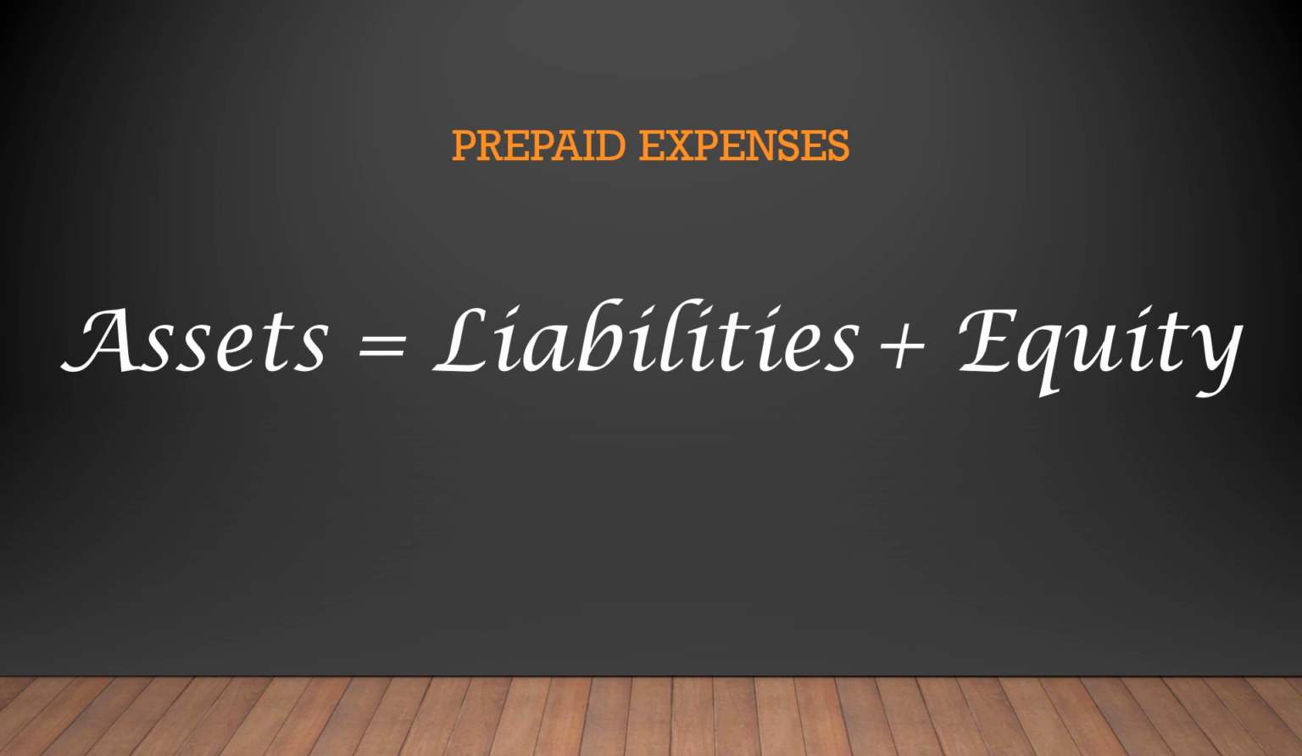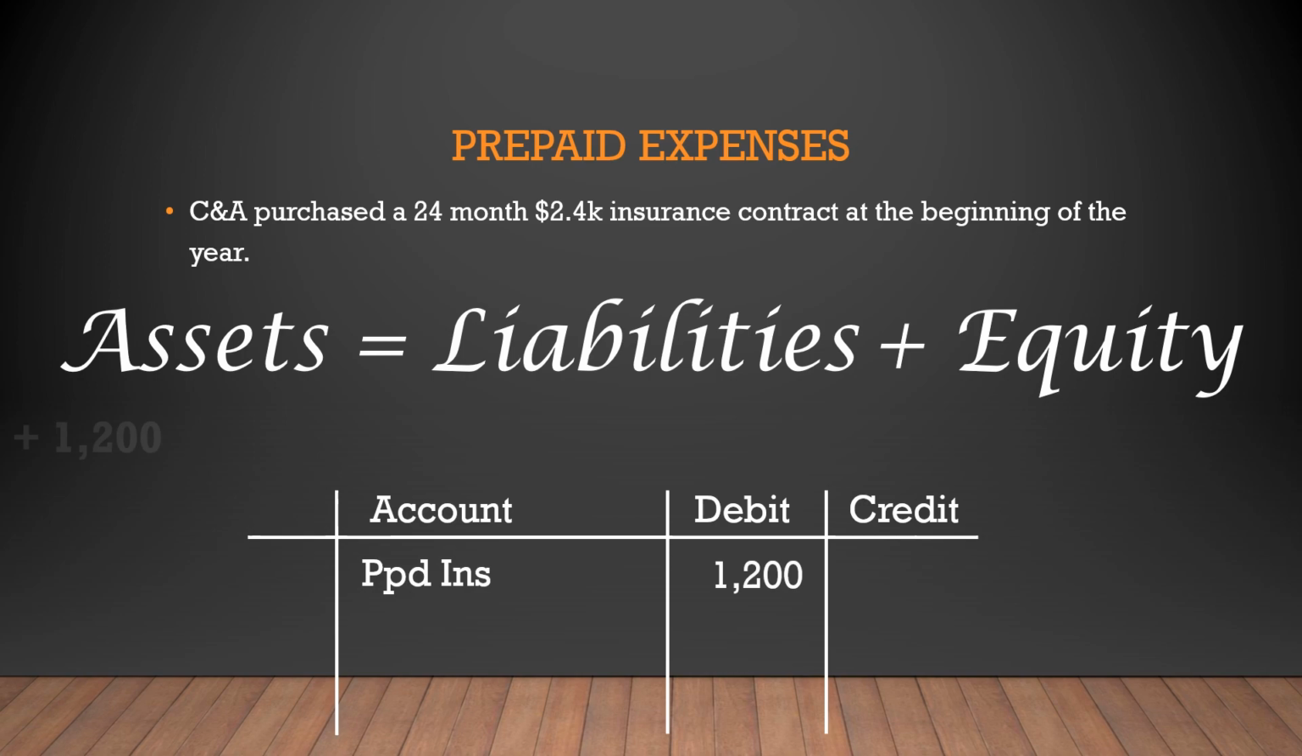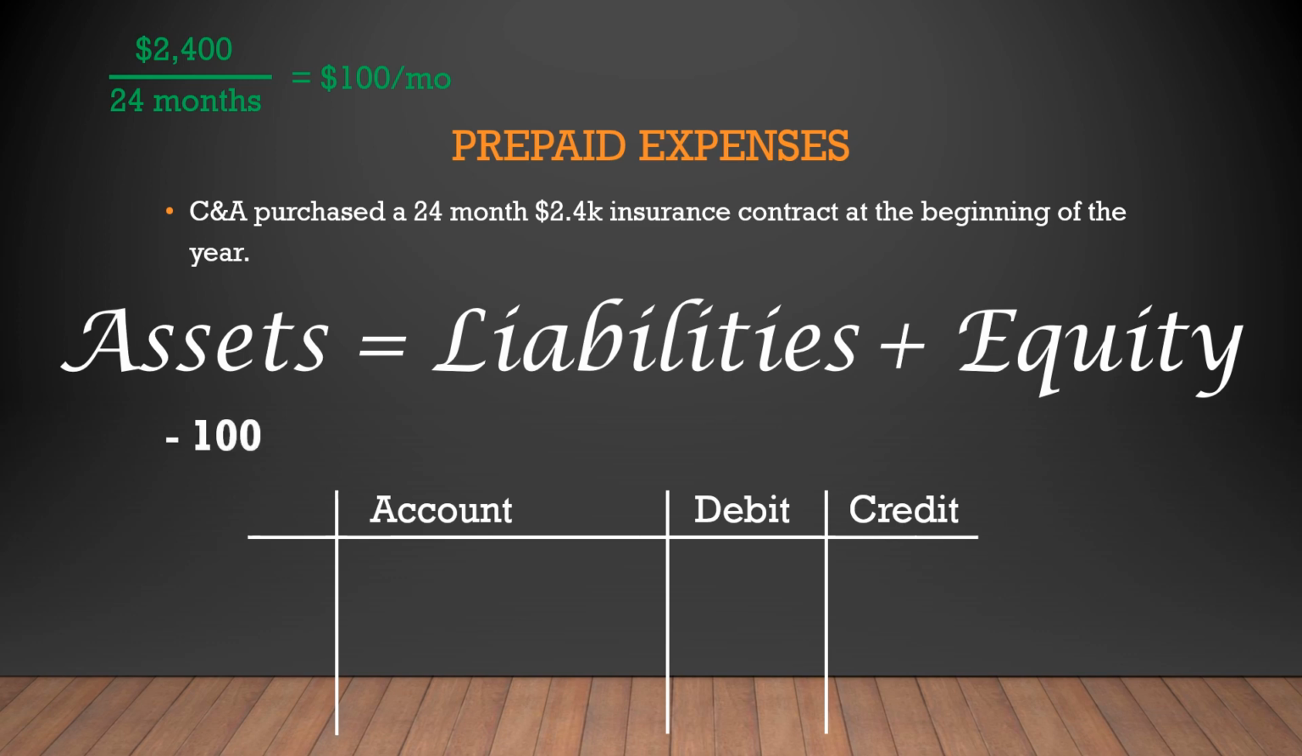Let's examine prepaid expenses in more detail. The prepaid insurance contract from transaction 12 is an obvious example. When Coats and Arms acquired the contract, that entry debited an asset account as seen in the original entry. The contract was for 24 months. So if we divide the $2,400 cost by 24 months, we get a monthly expense of $100. Consequently, we'll decrease our asset by $100 and do the same to our equity.